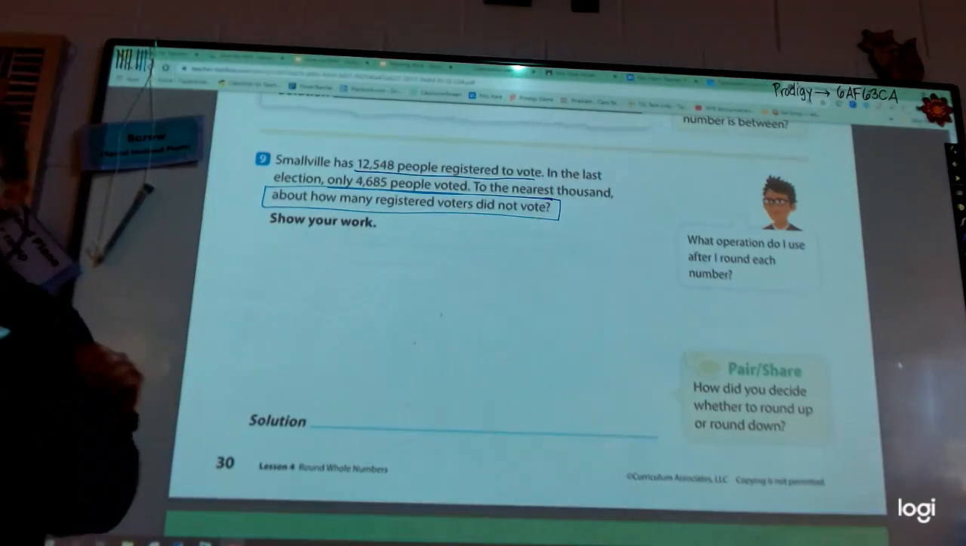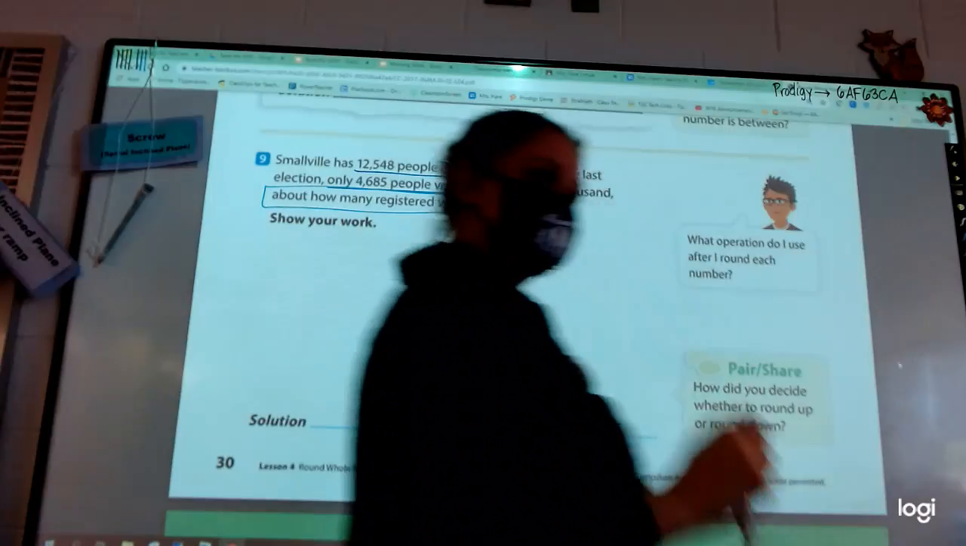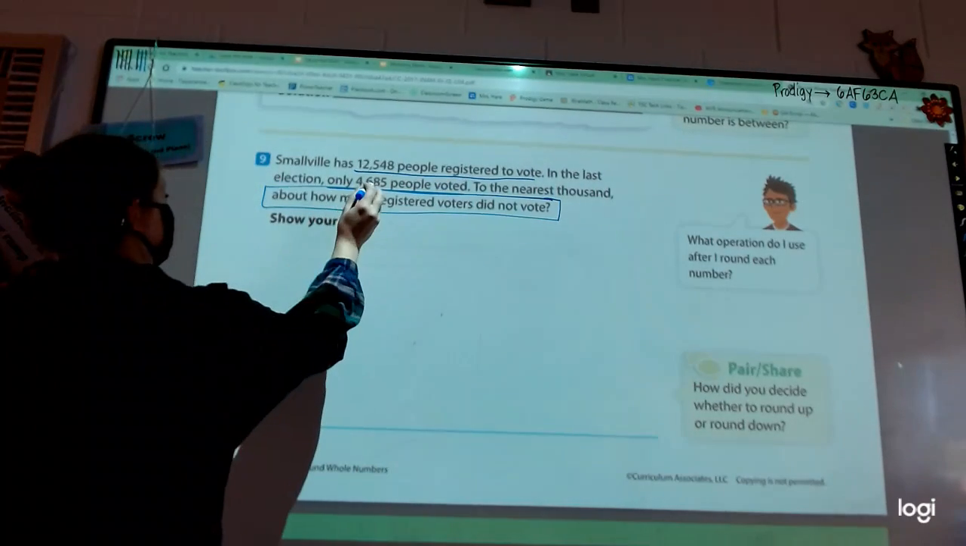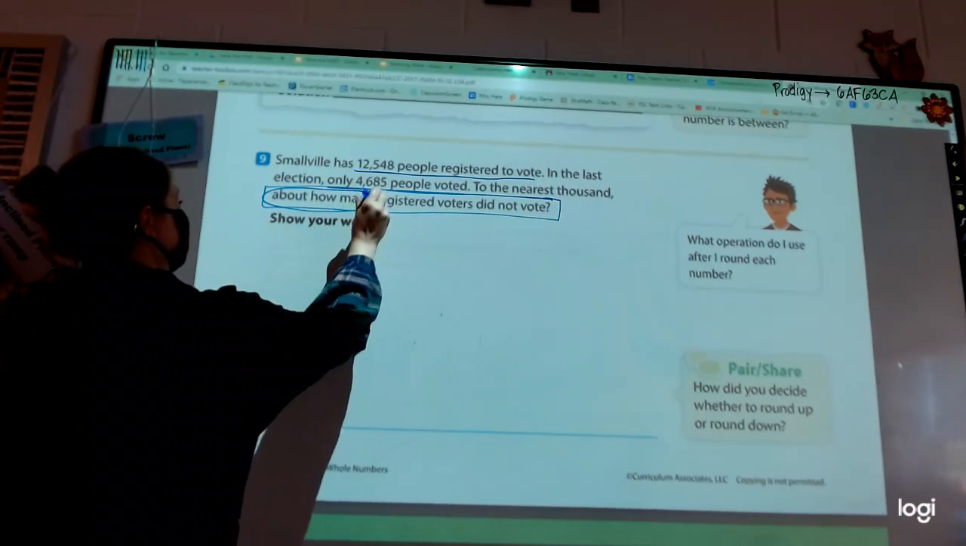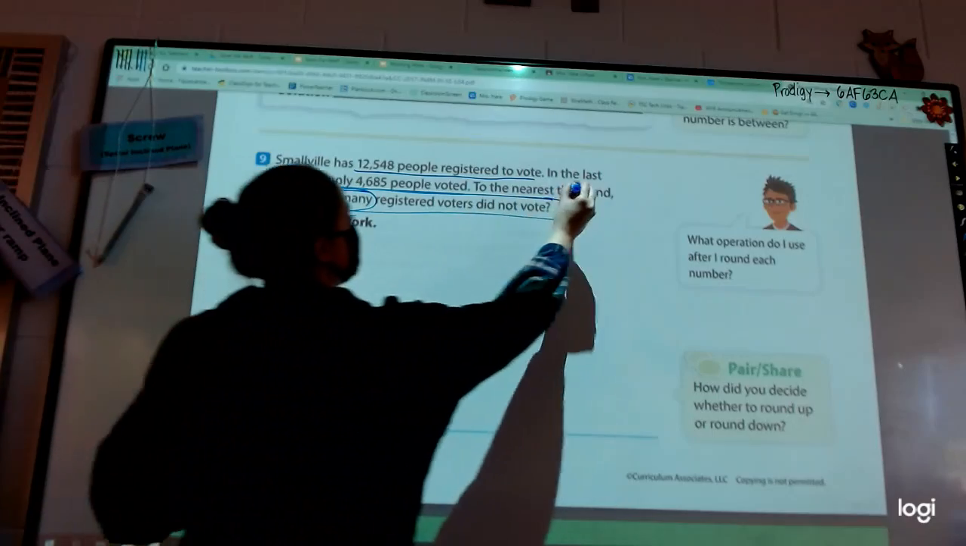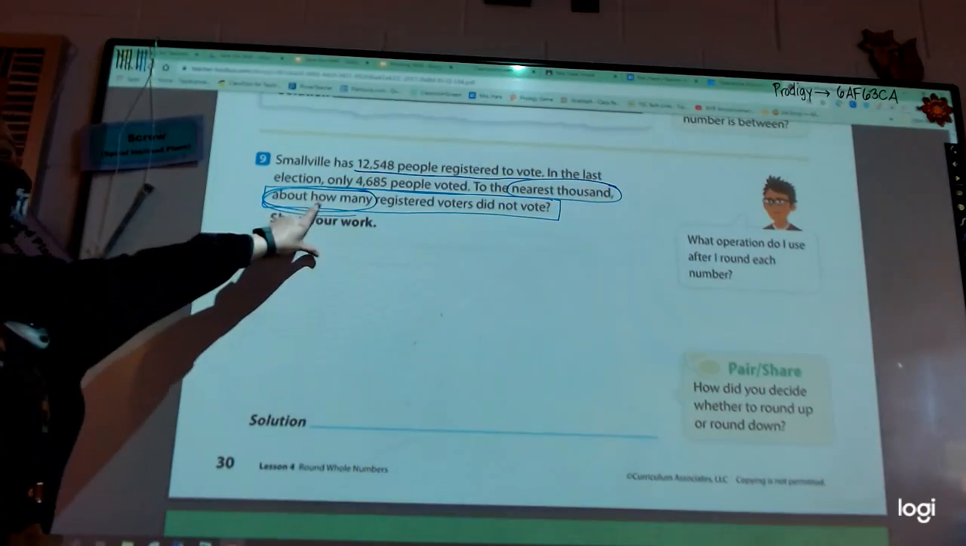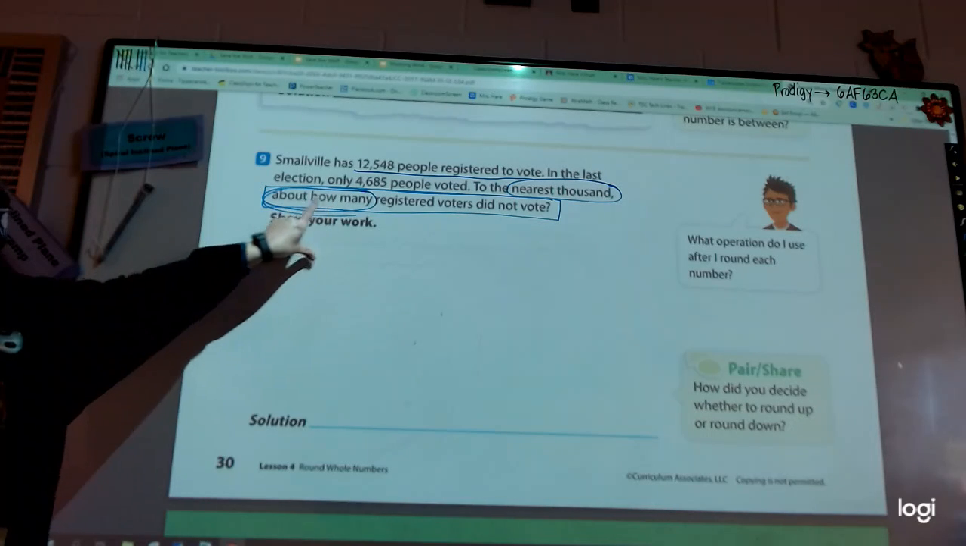Are there any key words that we need to know? Cadence? How many? Okay, about how many? And nearest thousand. Yep, and we are rounding to the nearest thousand. So there's a lot of important information here.